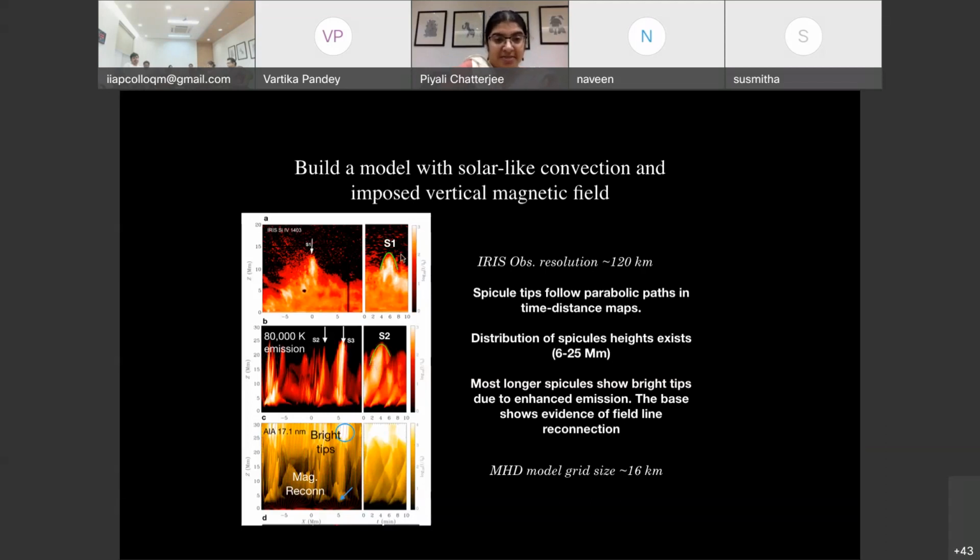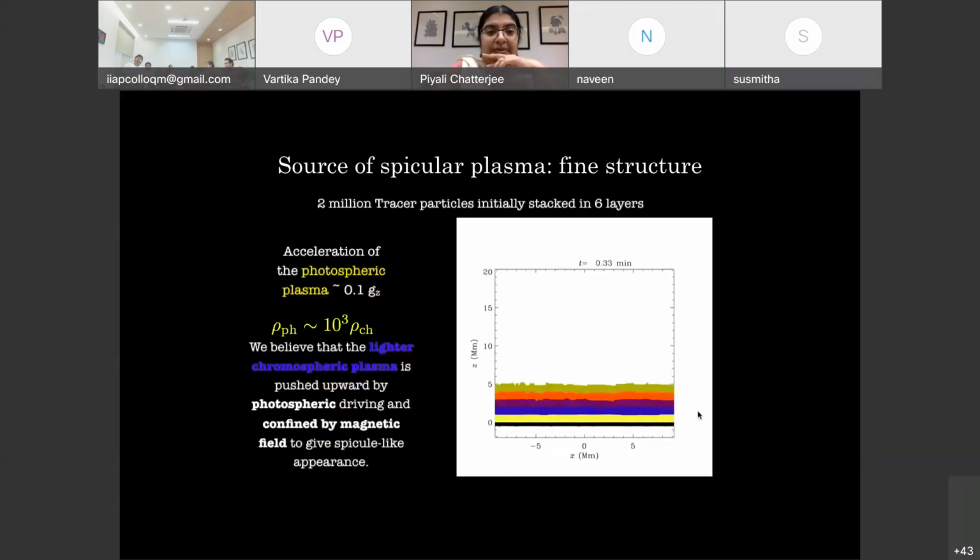On the right panels here, I show the parabolic paths followed by the tips of these spicules, showing that they have this ballistic nature. Additionally, some of these spicules show these bright tips seen in AIA 17.1 nanometer. Most longer spicules in our simulation show bright tips due to enhanced emission there. And at the base, sometimes we observe magnetic reconnection. Note that the model grid size is 16 kilometers in our model.